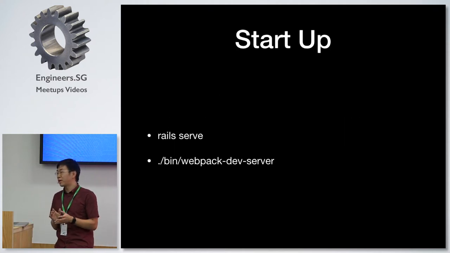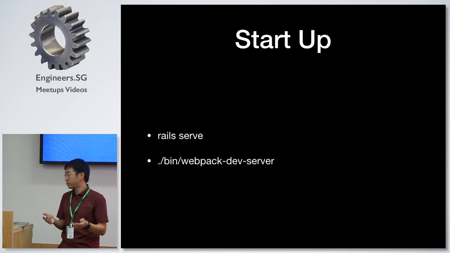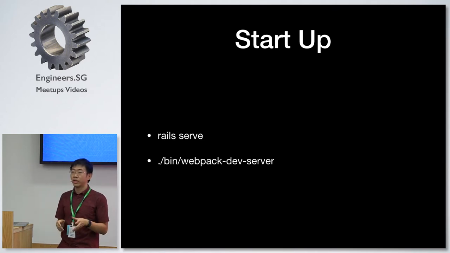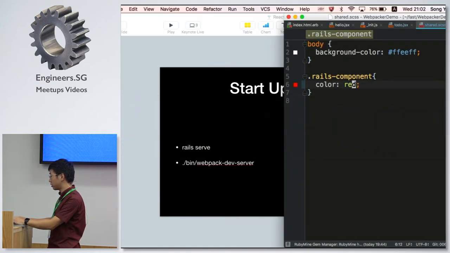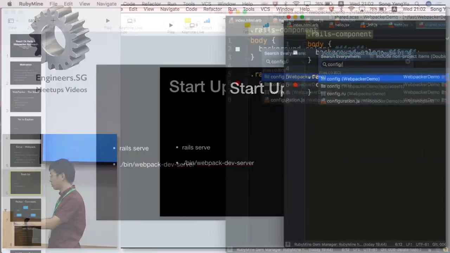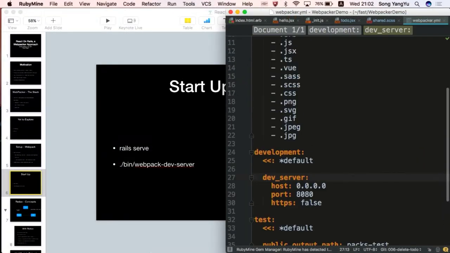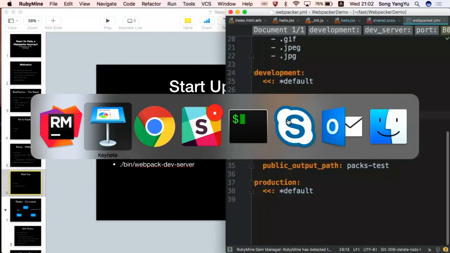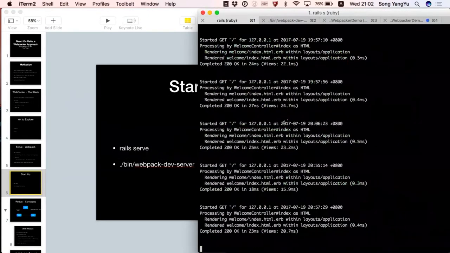A bit troublesome part is that now you need to have two commands. One is rails serve. Another one is to start a webpack-dev-server. It's a standalone instance. In the config, you can configure the host it listens to and the port number where you start, so that when it runs, it actually runs like this. So basically, you have two instances.